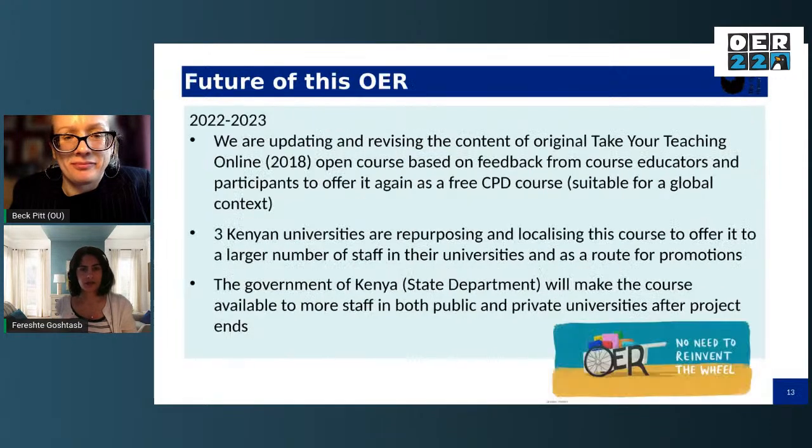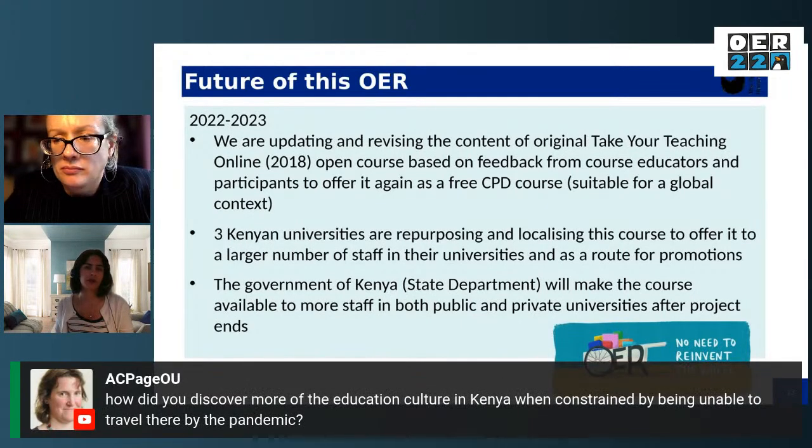And one last thing about the future of this OER after Skills for Prosperity: currently we are in the process of reversioning the original course to offer it as a free CPD, but with more updated content and some additional topics which weren't really hot topics, or important topics, back in 2018. At least three Kenyan universities started repurposing and localizing the course further in order to offer it to more staff, because we are working with a limited number of staff in each university, but they are repurposing it to roll it out to more staff within their institution.